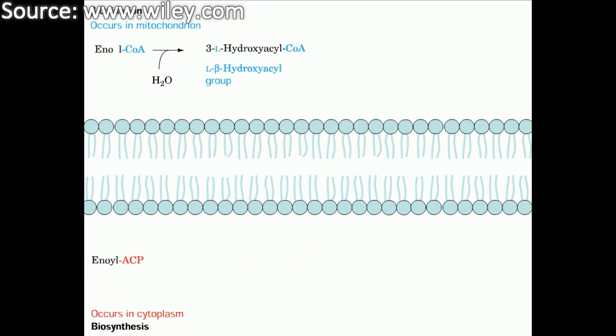Number 4. In beta oxidation, the 3L hydroxyacyl-CoA is produced from enoyl-CoA, while in biosynthesis, enoyl ACP is produced from 3D hydroxyacyl ACP. It's a completely different intermediate.